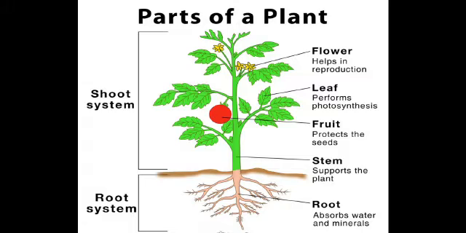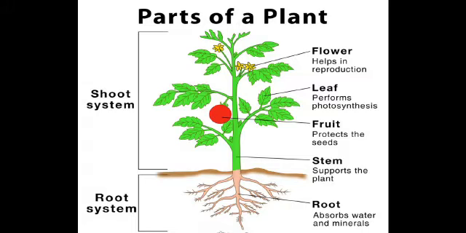Stem. The stem grows above the ground. It helps the plants hold erect. Branches, leaves, flowers and fruit grow on the stem.